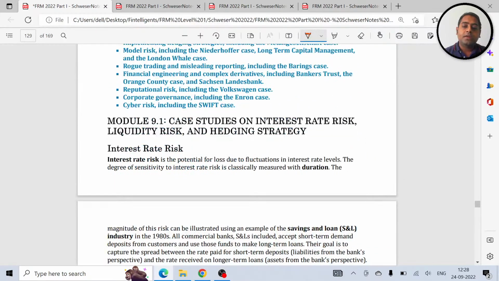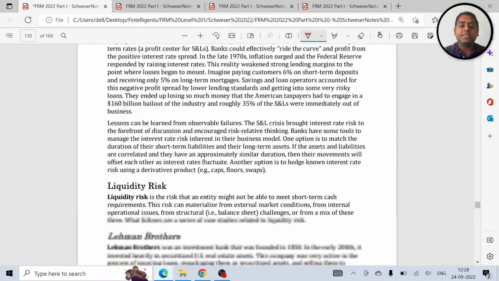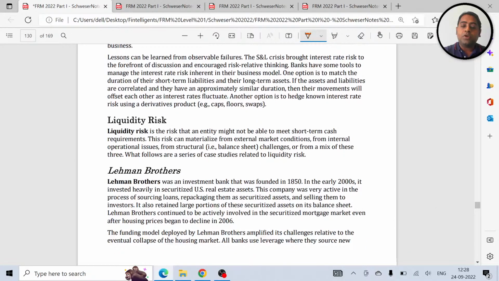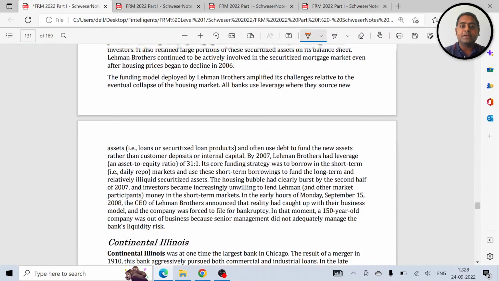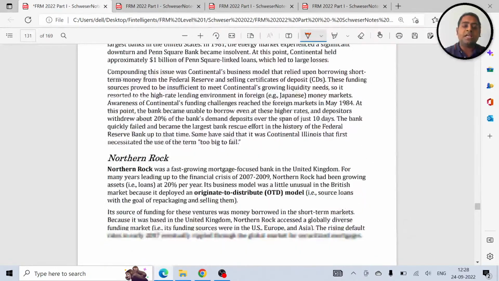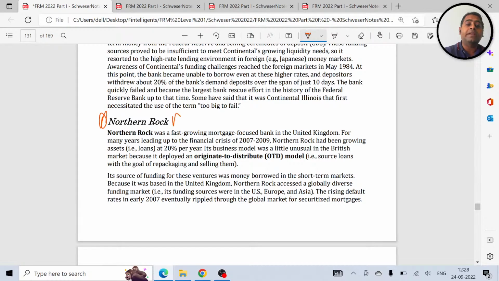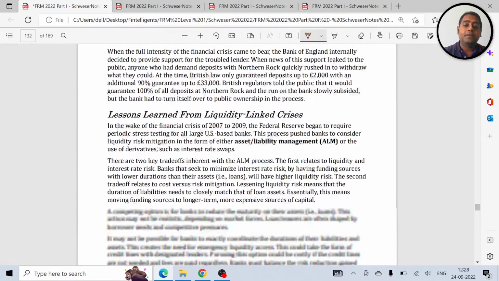As we move ahead, the first concept is interest rate related risk; there is not much important there. Liquidity risk, you should read about Lehman Brothers definitely, because it is a recent case that we have seen. Lehman Brothers is important. As we move ahead, Northern Rock is also important. In Level 2, you will see Northern Rock again. So please read it properly from the exam perspective.